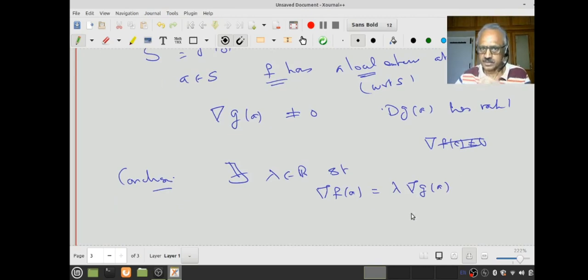Please understand, this is what we conclude. We do not conclude that the gradient of f at A is equal to 0, but we know it must be a scalar multiple of the gradient of g at A.